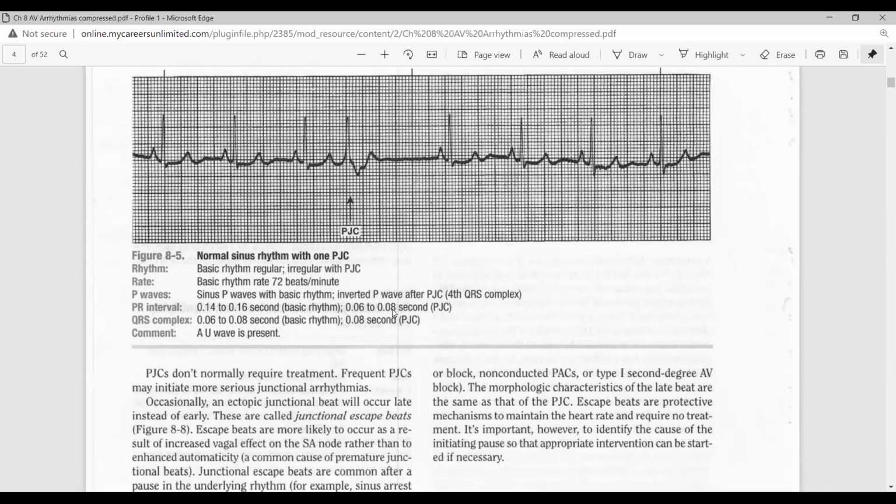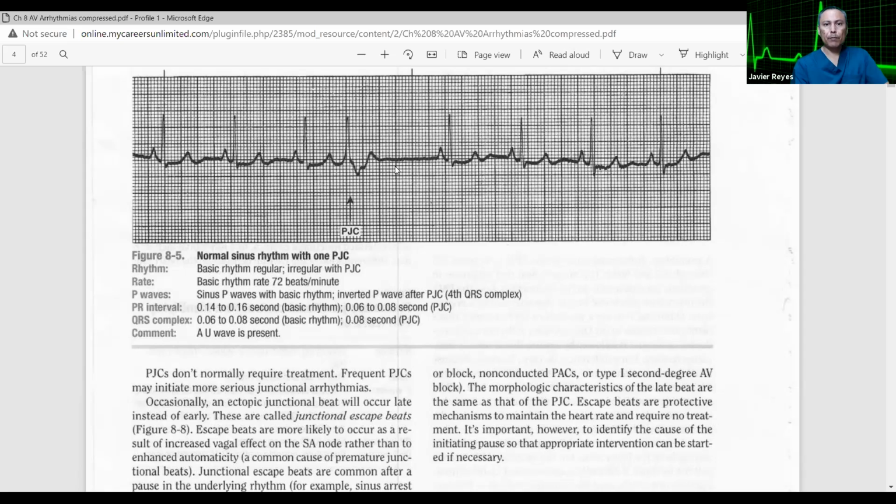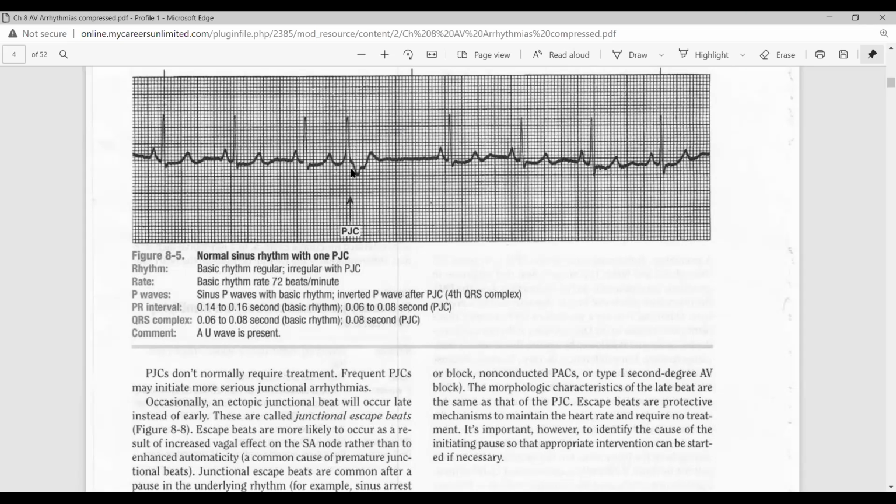Yes, but how come there's a section that's straight? Here, this is where you have the missing normal sinus QRS complex. If you put your calipers from here to here, it will land about right here. But instead of getting your regular one, you got a PJC. Oh, okay, so it's missing.